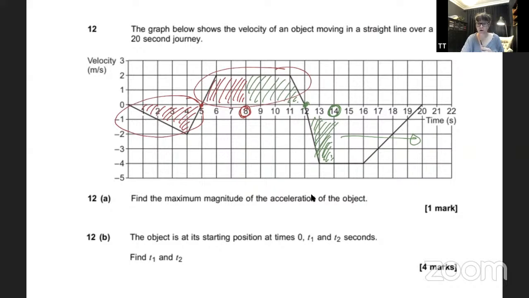I'll tell you the answers. And if you've got in a muddle, or anybody isn't sure, then I will go through it in more detail.